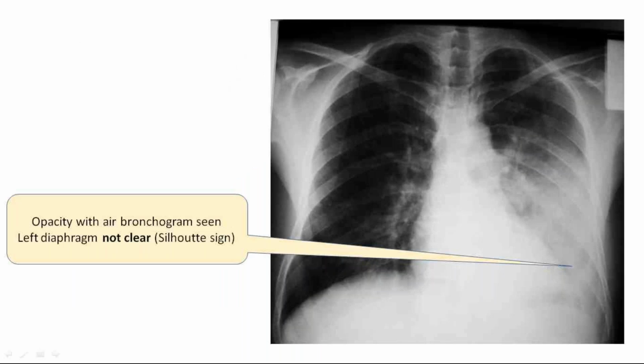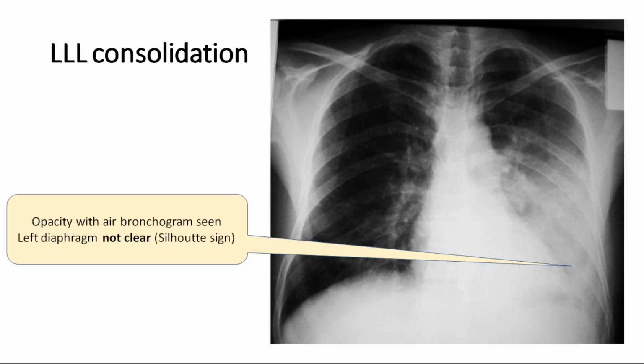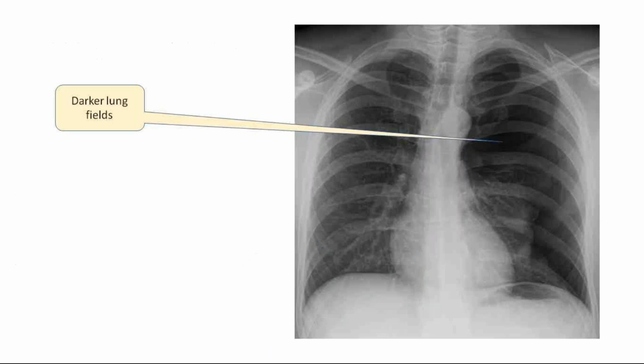What about this? Opacity, is there an air bronchogram inside? Yes. And can you see the left diaphragm? No. So that is a left, which lobe? Lower lobe. That is the left lower lobe consolidation.